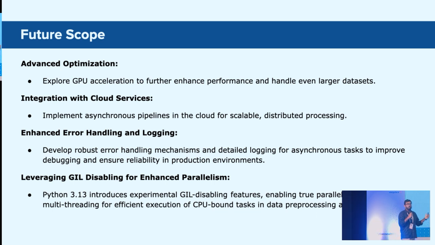Python 3.13 onwards will have a feature to disable the GIL, the global interpreter lock. Currently, the GIL allows only one thread to change Python's bytecode at a time. But if we have the option to disable the GIL, we'll be able to achieve true parallelism in Python. It's still in experimental mode, but it will stabilize in future versions for sure.